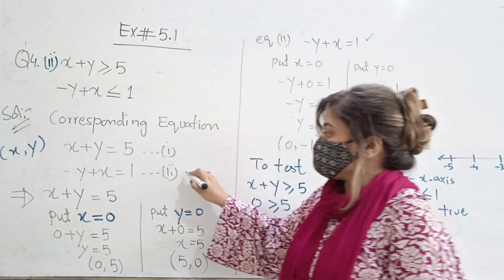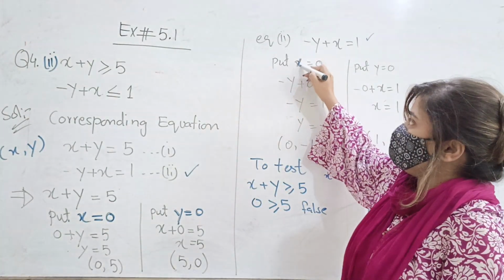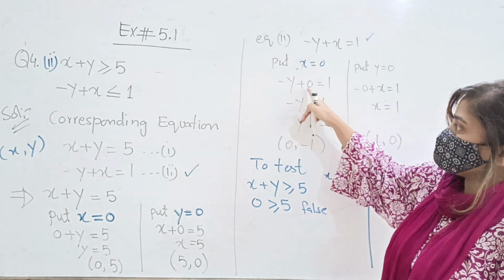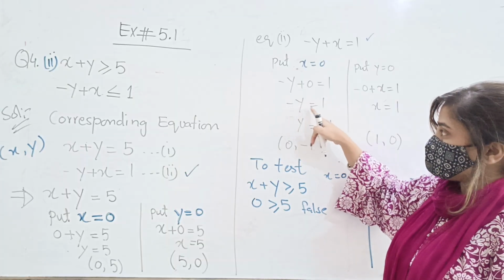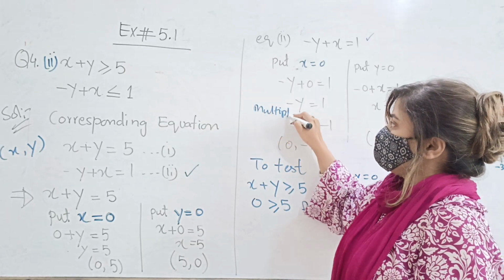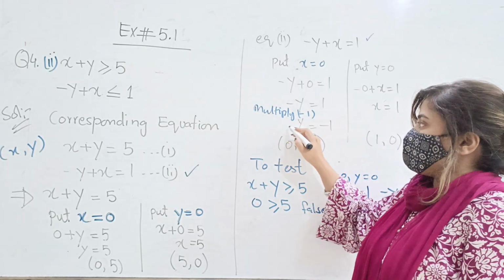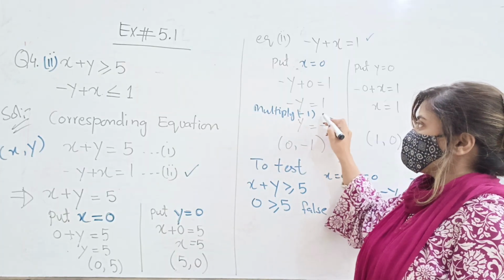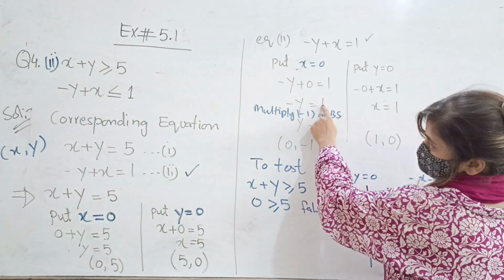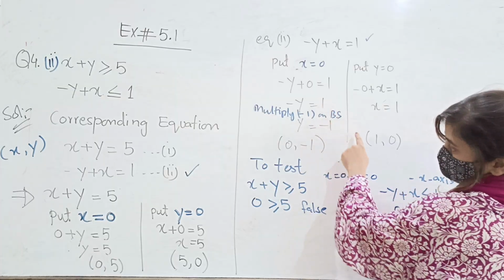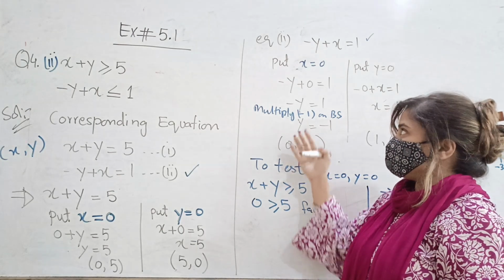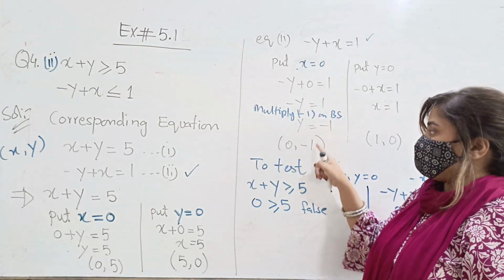Similarly for this equation, same procedure. First the x value is 0, and then we get minus y plus 0 is equal to 1, so minus y is equal to 1. It means we multiply both sides by minus 1: minus times minus gives plus, and plus 1 multiplied by minus 1 will be negative. So our coordinates will be x is 0 and y value is minus 1.